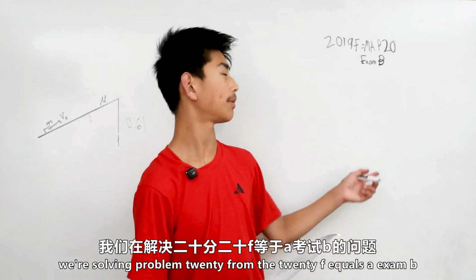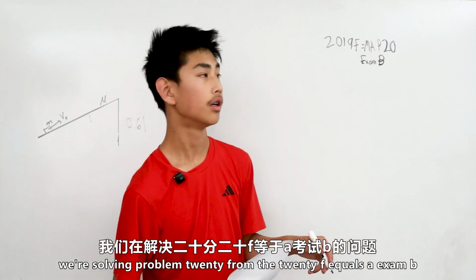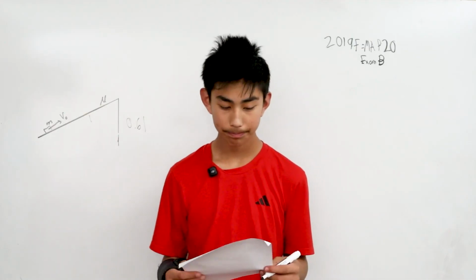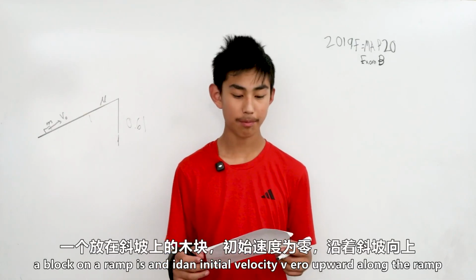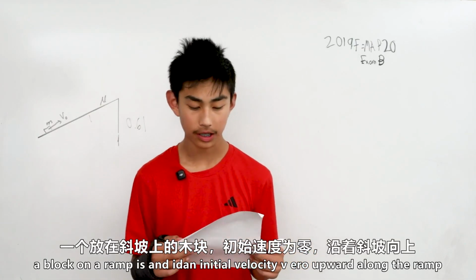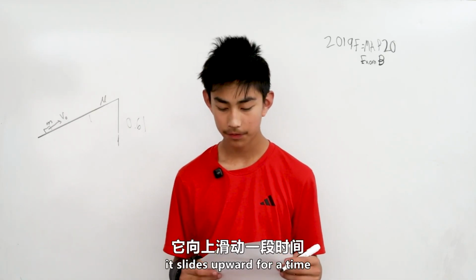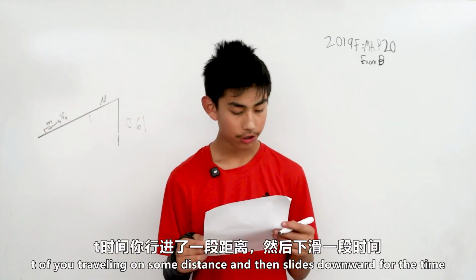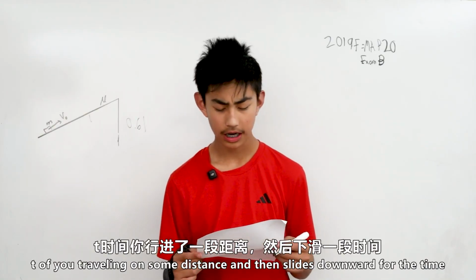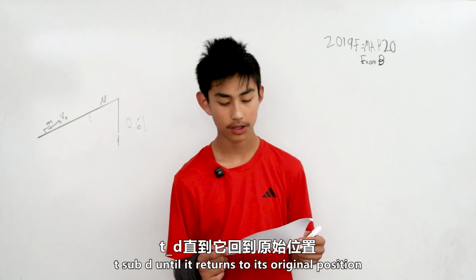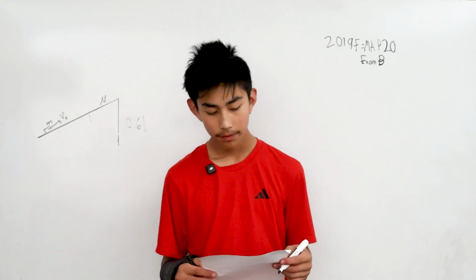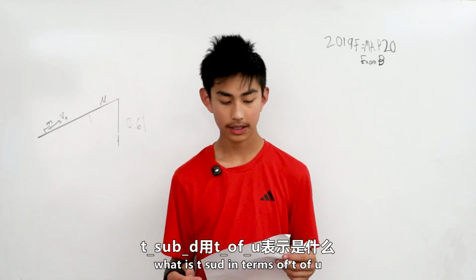We're solving problem 20 from the 2019 F equals MA exam B. A block on a ramp is given an initial velocity v0 upward along the ramp. It slides upward for a time t sub u, traveling some distance, and then slides downward for a time t sub d until it returns to its original position. What is t sub d in terms of t sub u?